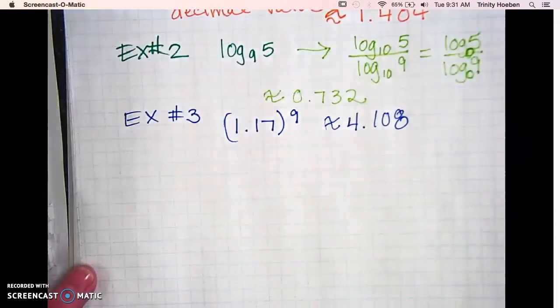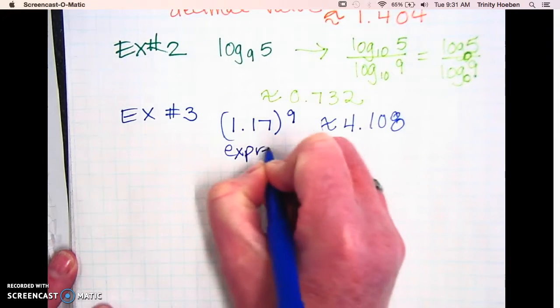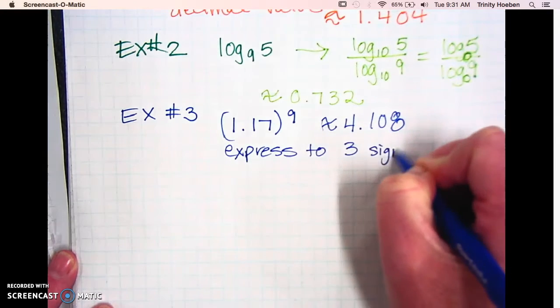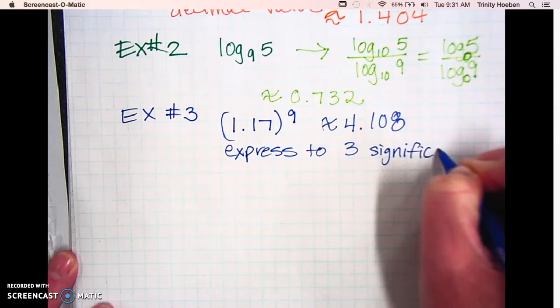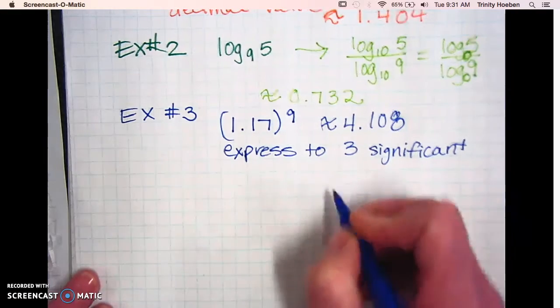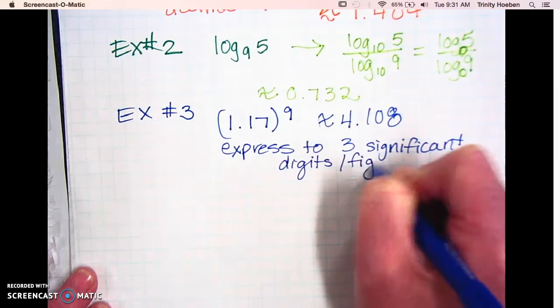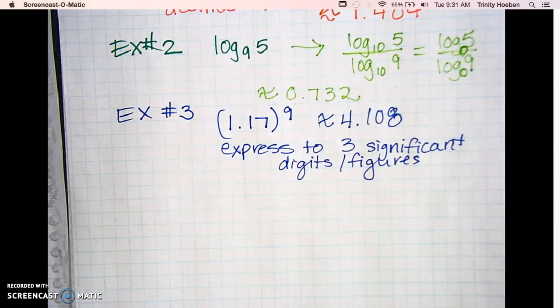And sometimes the directions might say something like express to 3 significant digits or figures. It'll either use the word digits or figures. How many of you have heard this in science? Chemistry. Yeah, probably. So it's just going to mean any numbers that aren't what?